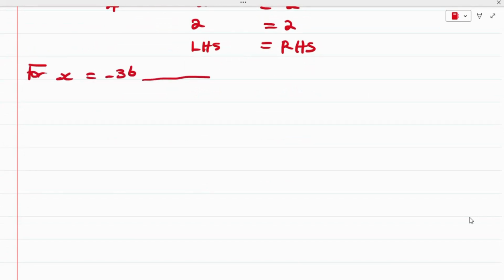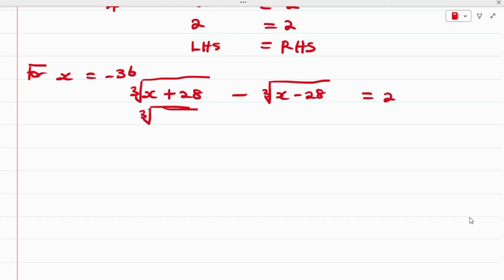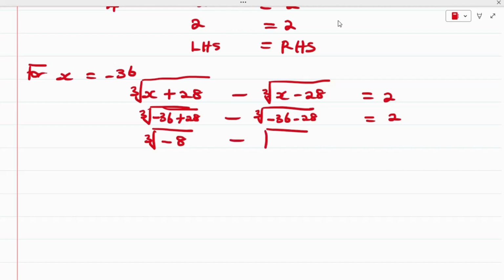So we are going to verify for x equals minus 36. We have the expression given as the cube root of x plus 28 minus the cube root of x minus 28, and this is equal to 2. So we have the cube root of minus 36 plus 28 minus the cube root of minus 36 minus 28, and this is equal to 2. So we have the cube root of minus 36 plus 28 is going to give us minus 8, minus the cube root of minus 36 minus 28 is going to give us minus 64, and this is equal to 2.